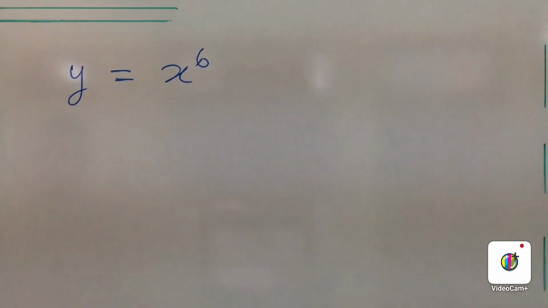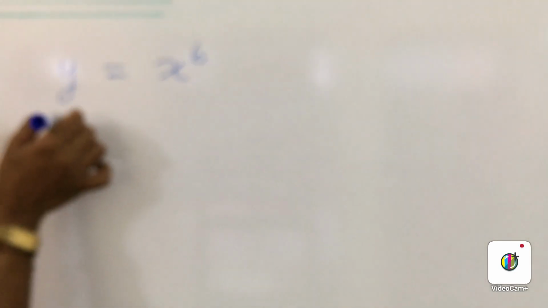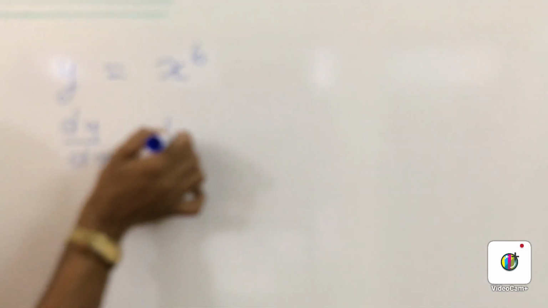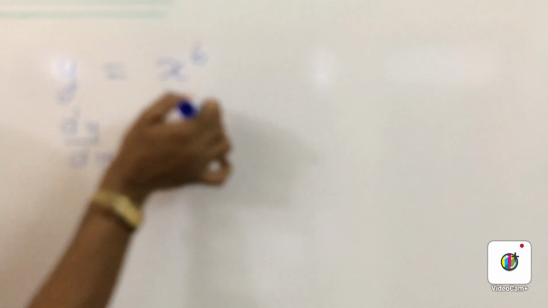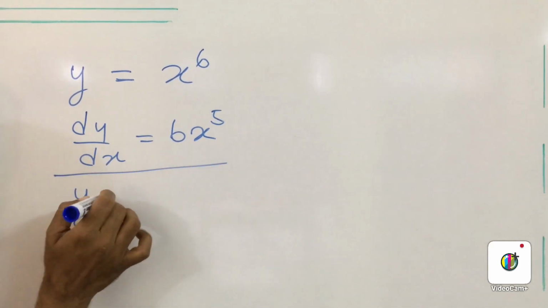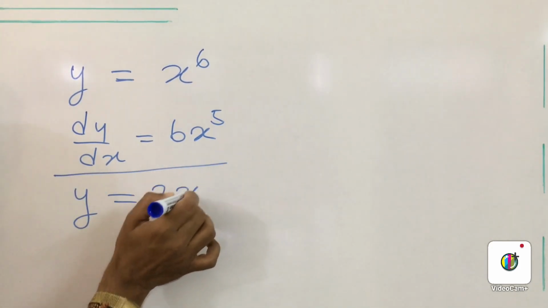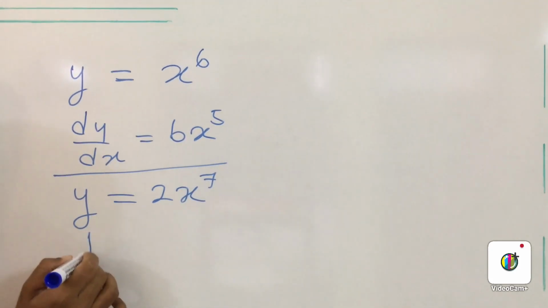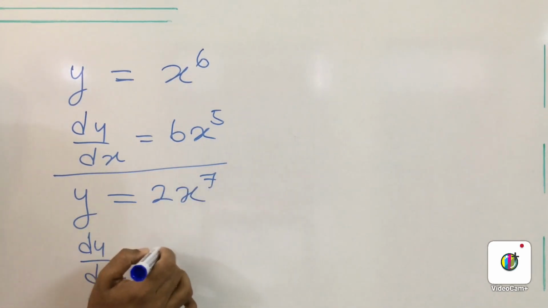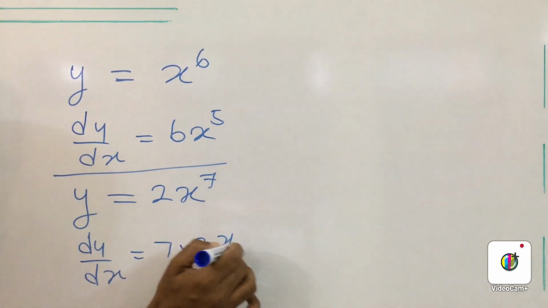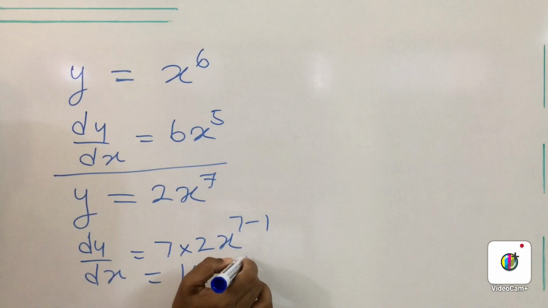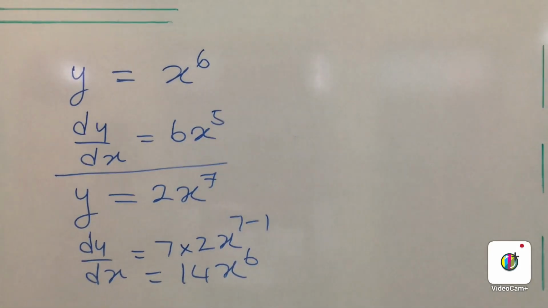Now we will see y equal x to the power 6. When you differentiate, dy over dx equal, you take the 6 in front of the x, 6 x to the power 6 minus 1, 5. Another equation, y equal 2 times x to the power 7. Therefore dy over dx, take the 7 in front, 7 times 2 times x to the power 7 minus 1. Therefore, 14 x to the power 6. The power is one lower.